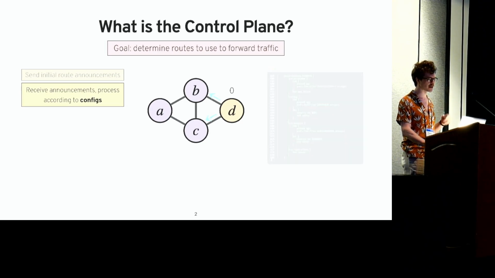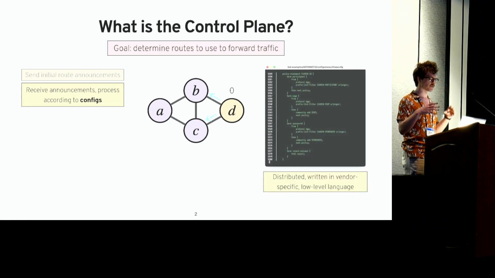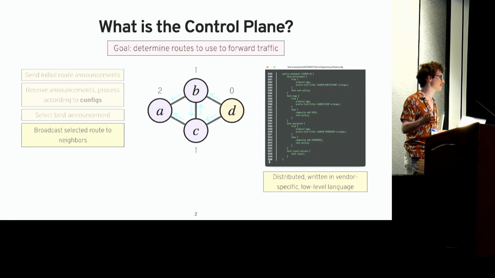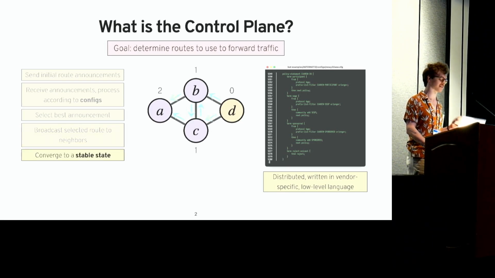These configurations are distributed files. They're written in a vendor-specific low-level language, and they are often quite complicated, but the point is they're going to do some processing, and we're going to select a best route from the ones that we've received. We can then broadcast that route to our neighbors and continue this process. And in a well-designed routing protocol, this system should converge to a stable state.